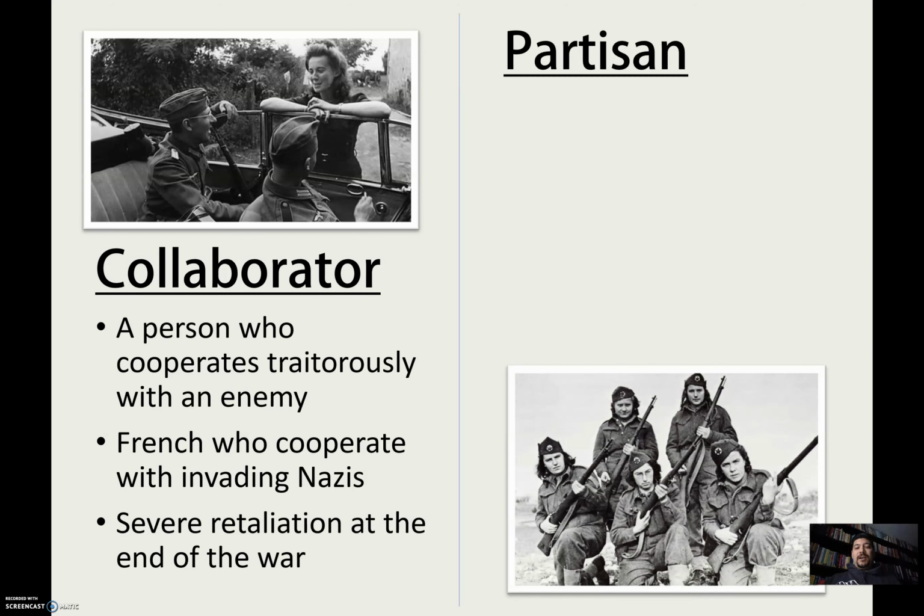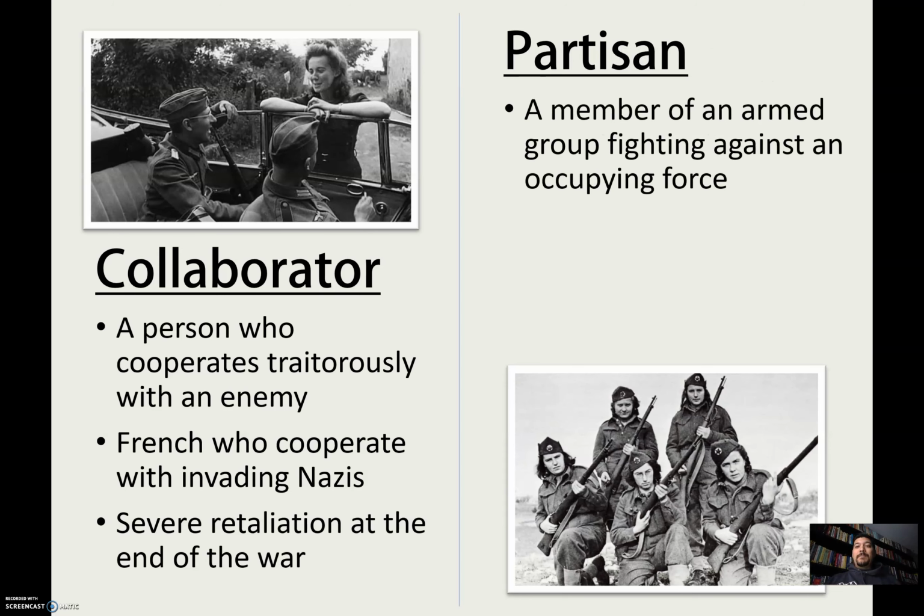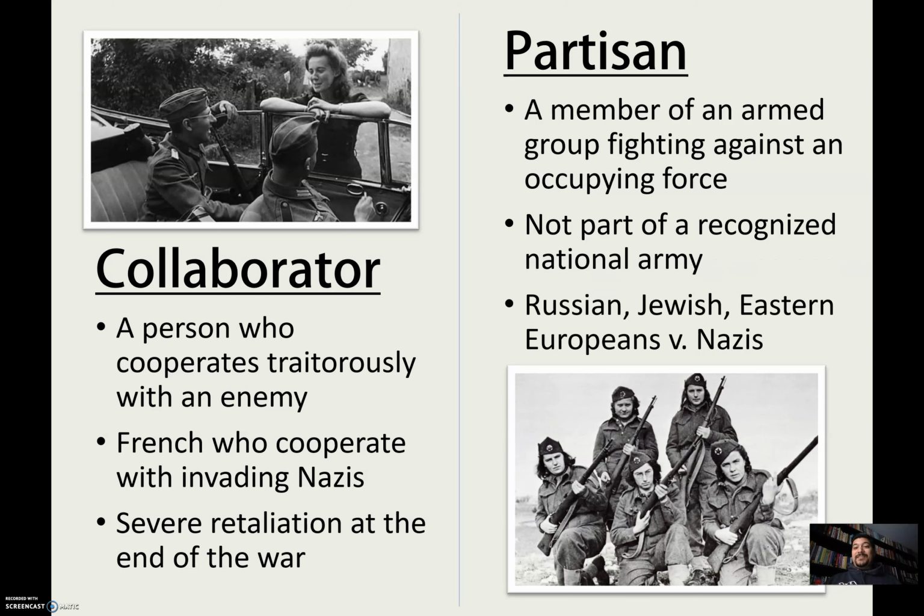The opposite of a collaborator is a partisan. Now, this word partisan, again, you won't find it in your textbook, so I'm giving it to you here. It's the opposite of a collaborator. This is a member of an armed group fighting against an occupying force. And in World War II, we see some examples of this.